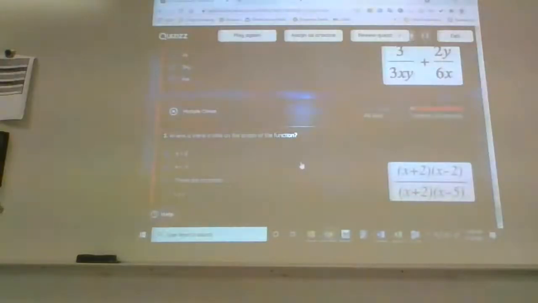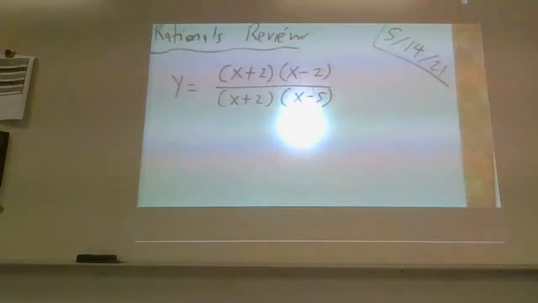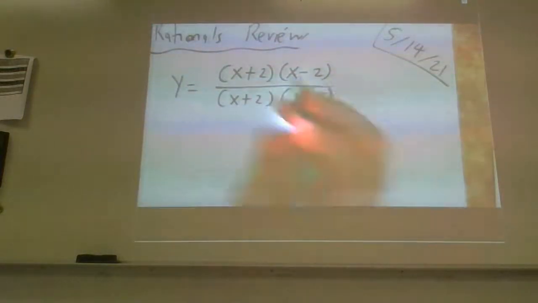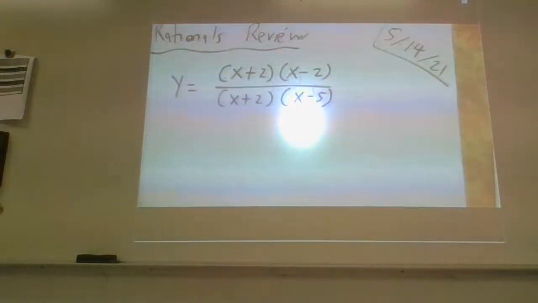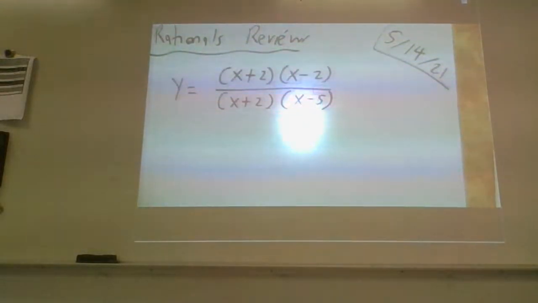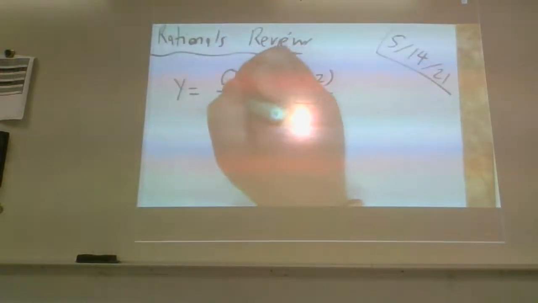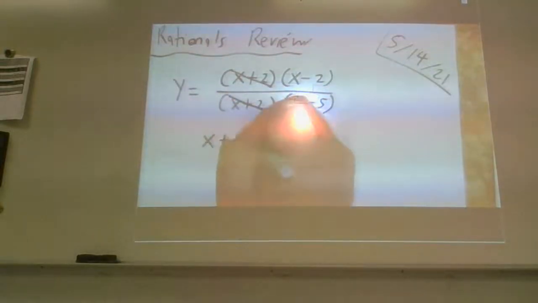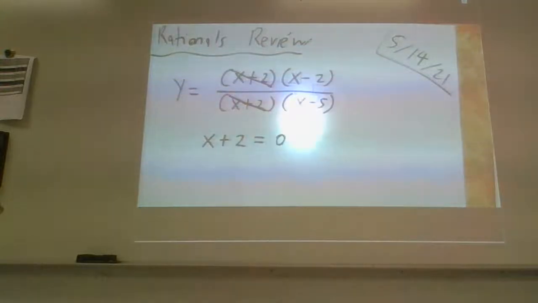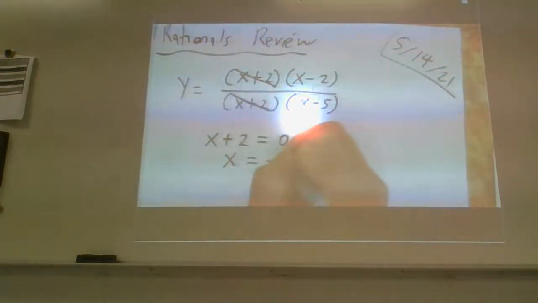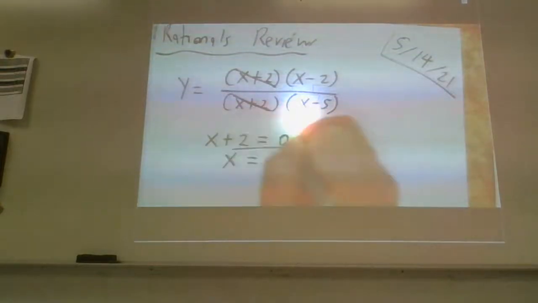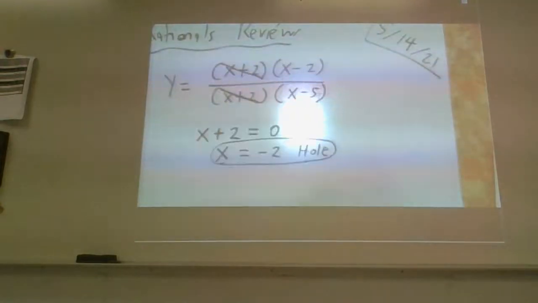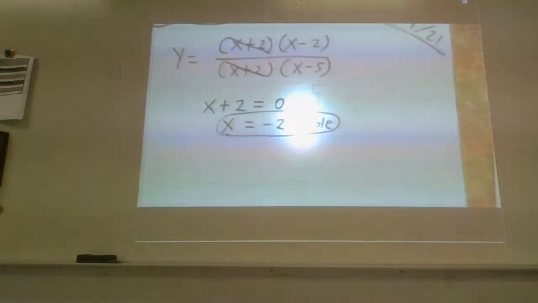Actually, let me look at the choices real quick. Okay, interesting. Now, in the definition that I gave you, a hole will occur if 2 terms end up canceling each other out. And yes, right here, these 2 terms end up canceling each other out, x + 2, x + 2. What you've been told is that if a term cancels out, you are to set that term equal to 0 and solve, and it is at that location that a hole occurs.